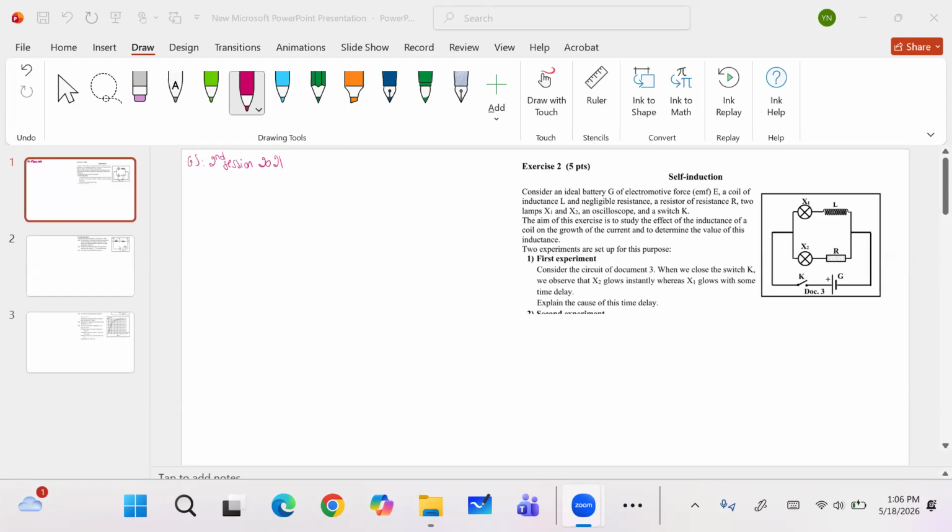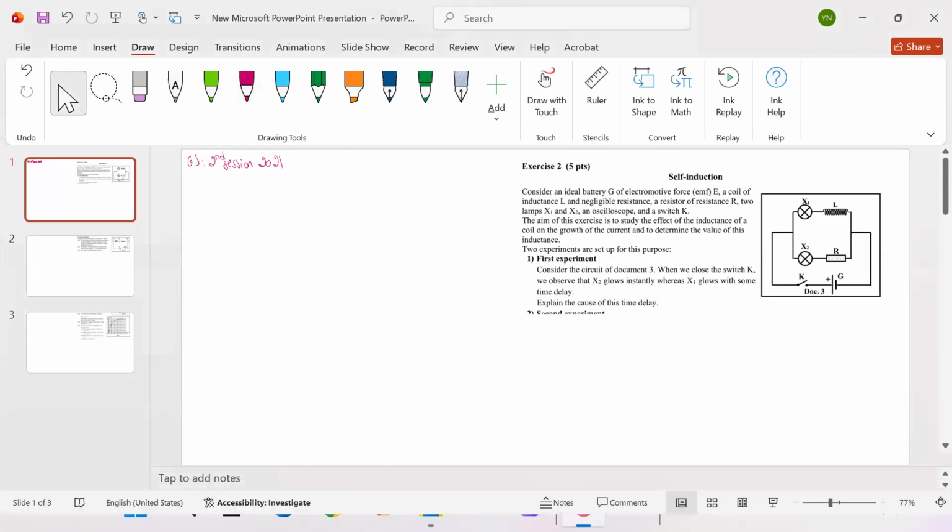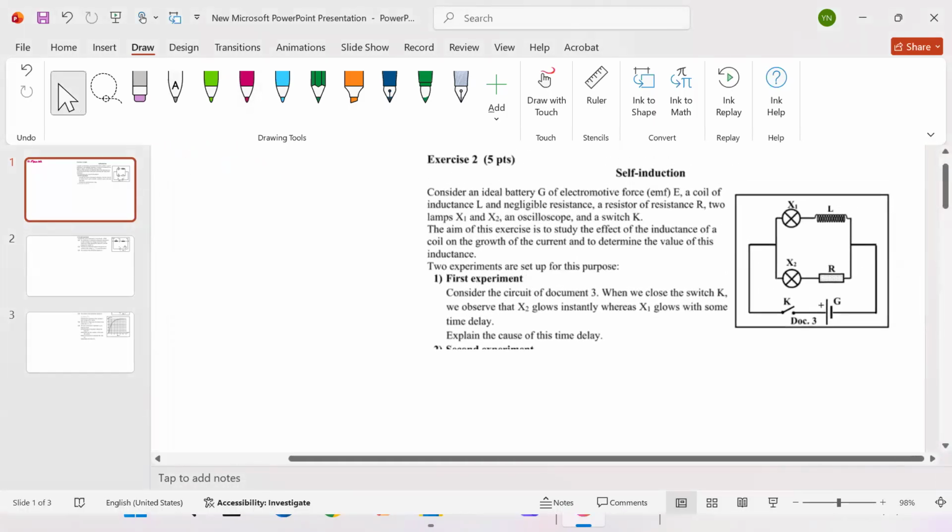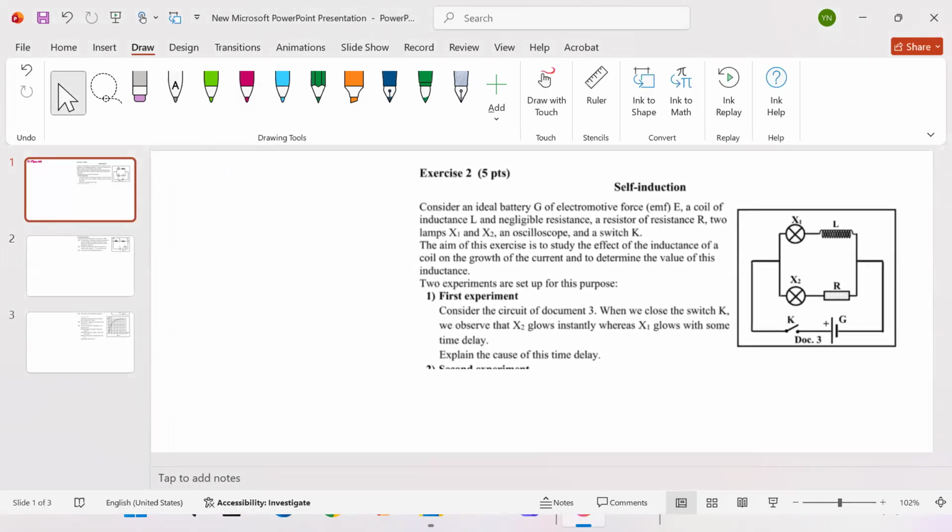Okay. Now here in our case, we have an ideal battery G of electromotive force E, a coil of inductance L and negligible resistance, a resistor of resistance R, two lamps X1 and X2, an oscilloscope and switch K. Now what I want you to know is something I didn't mention in the previous video.